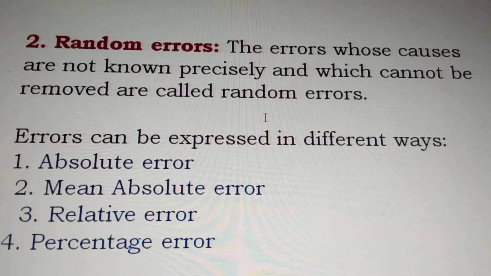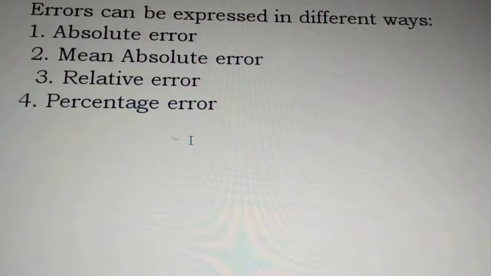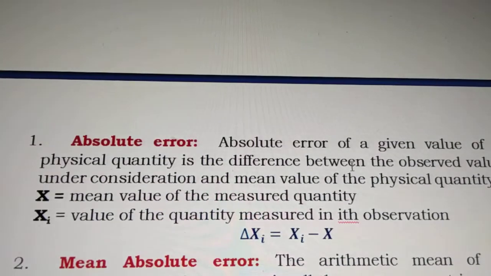Error can be expressed in different ways. That is called the absolute error, mean absolute error, relative error, and the last one is called the percentage error. So what is an absolute error here? The absolute error of a given value of a physical quantity is the difference between the observed value and also the mean value of the physical quantity.